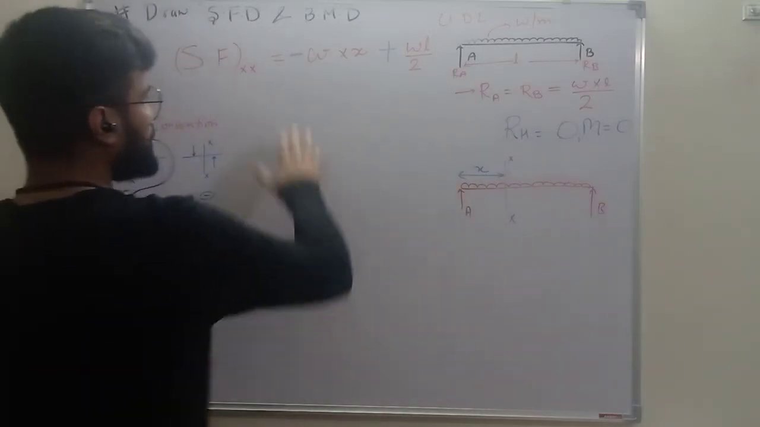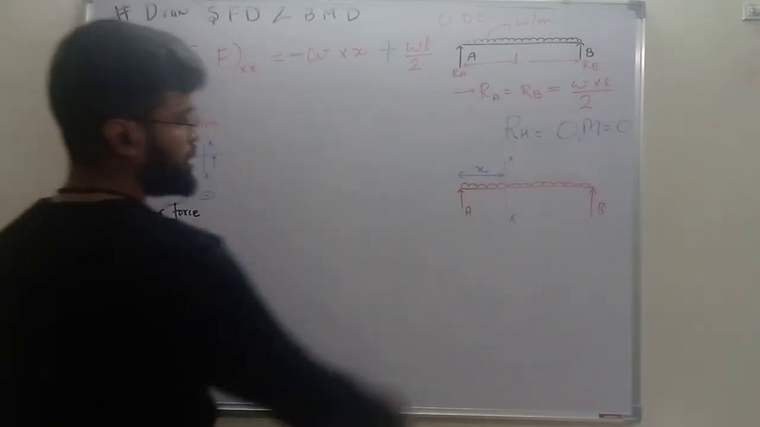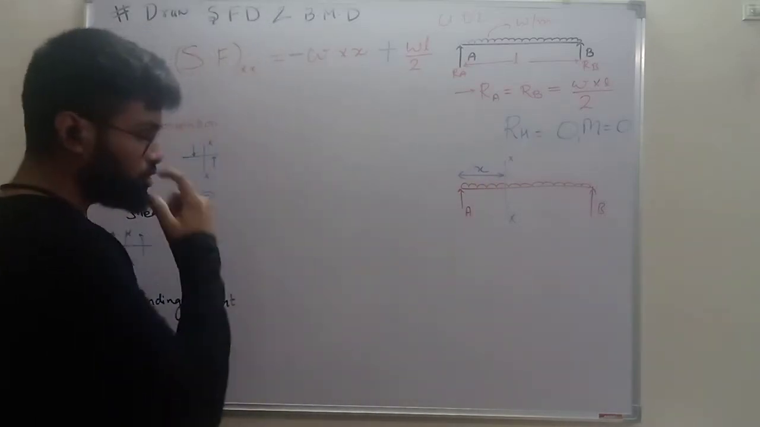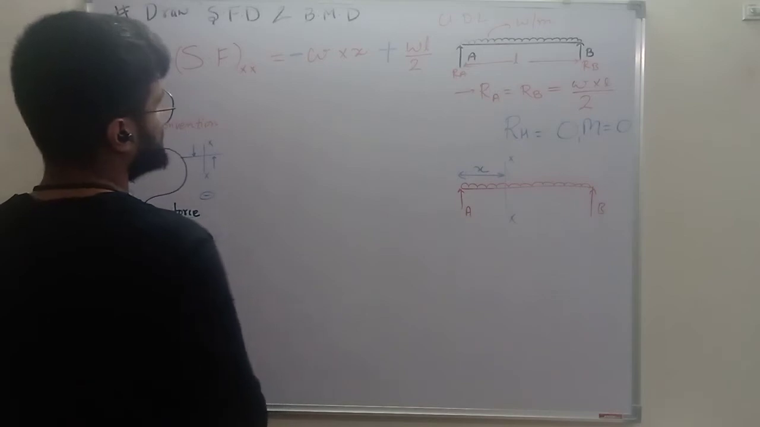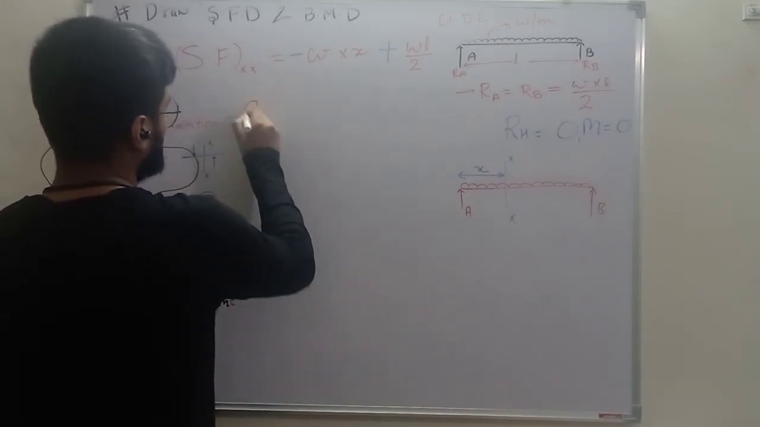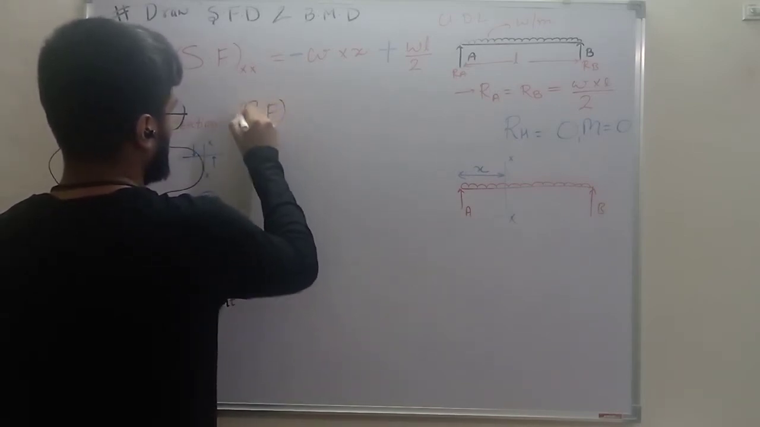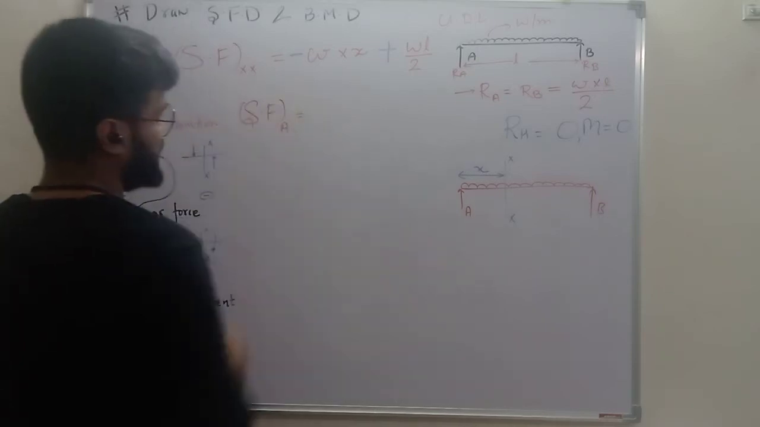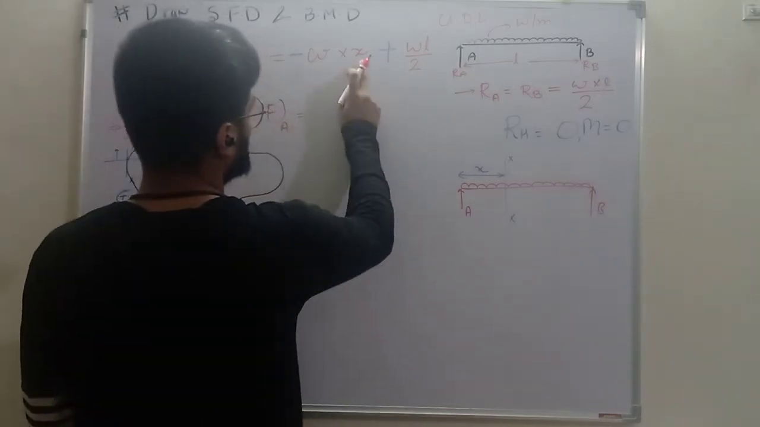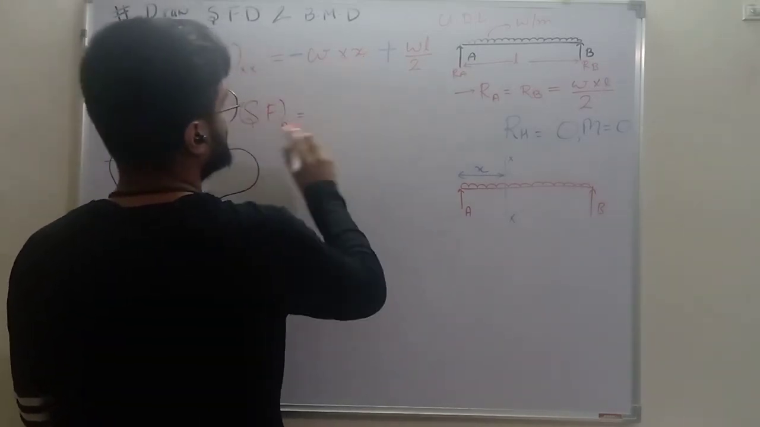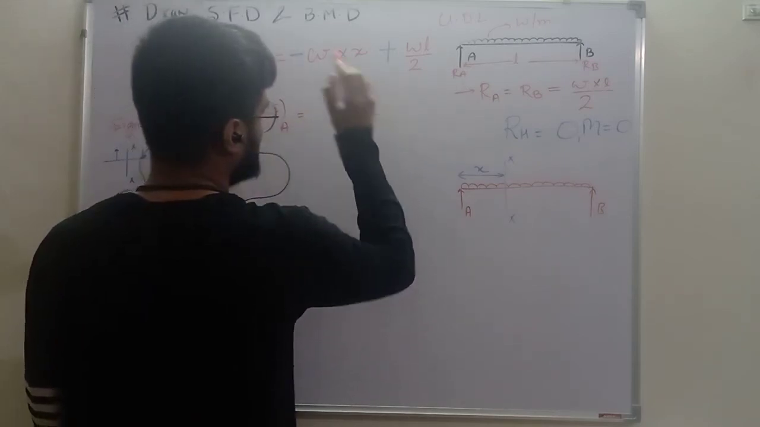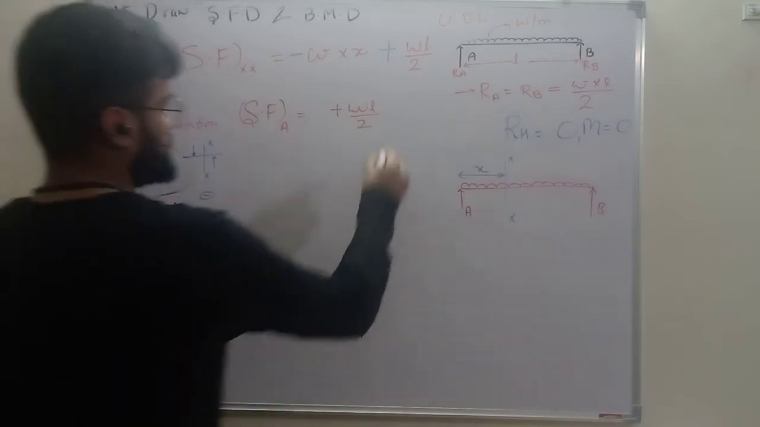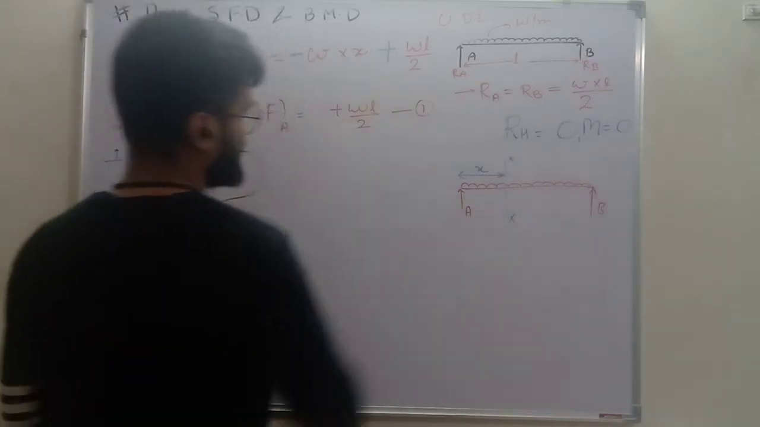Now, what is the shear force when x is 0? When x is 0, that means at location A. So the shear force at A means x is equal to 0. So I will put x equal to 0 here, then I will get WL by 2. This will be the shear force. Consider this equation as 1. We take it as 1.